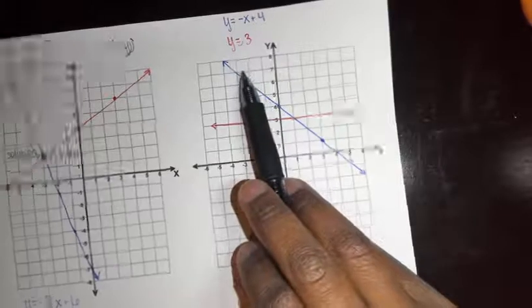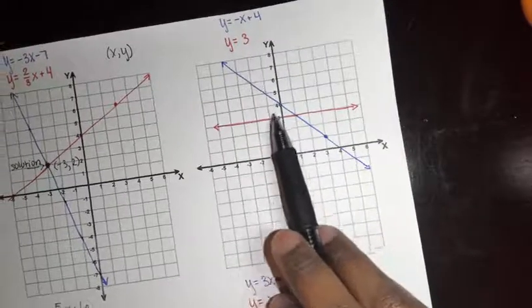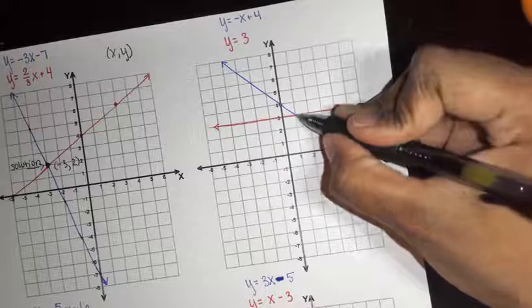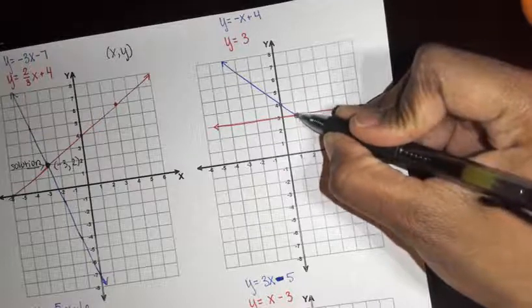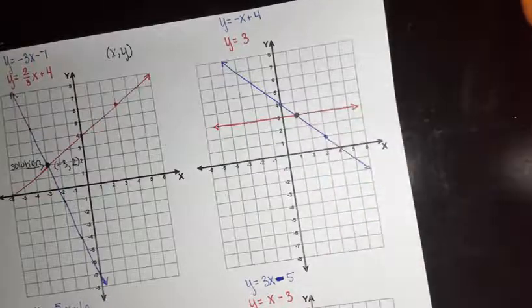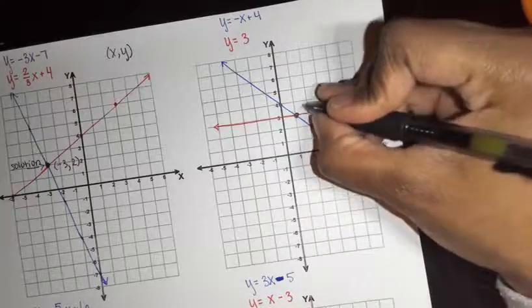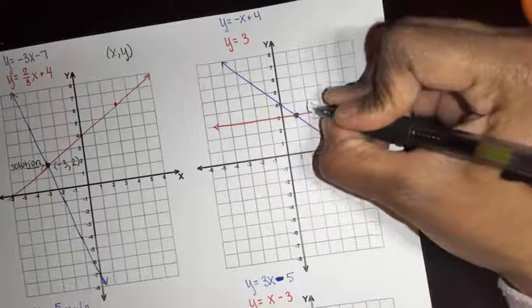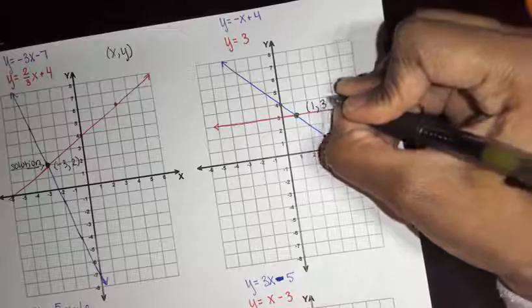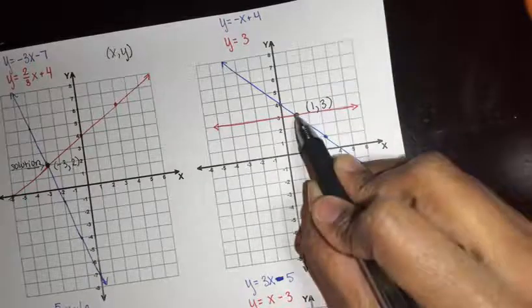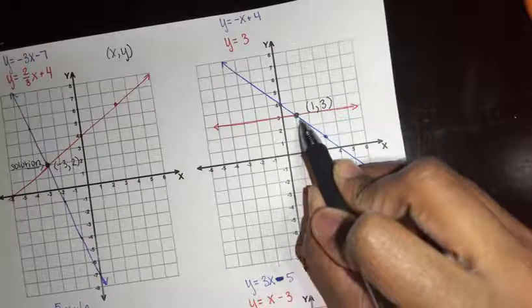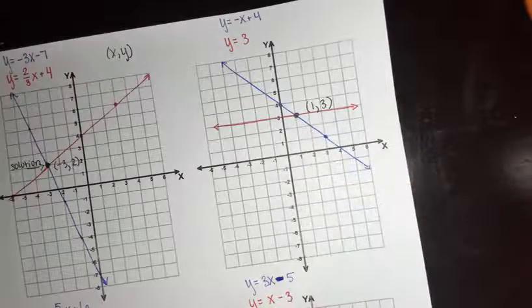And I've got y equals -x plus 4. So I'm looking at this. I've got my intersection, so my solution right there. That coordinate is 1, 3. This point is, I went over by 1 and up by 3, so that is my solution.